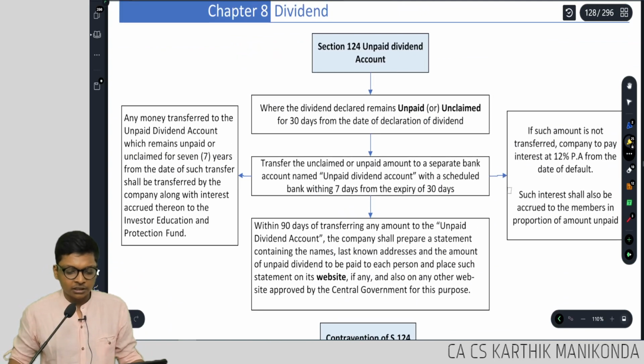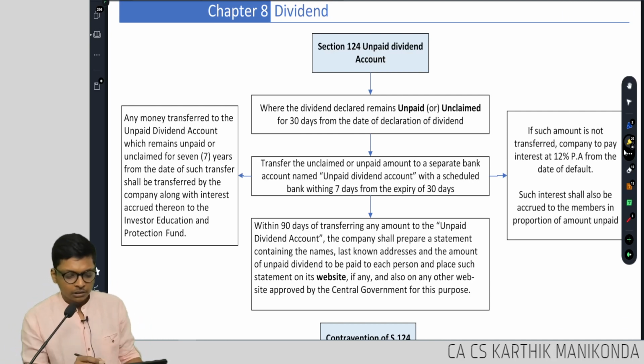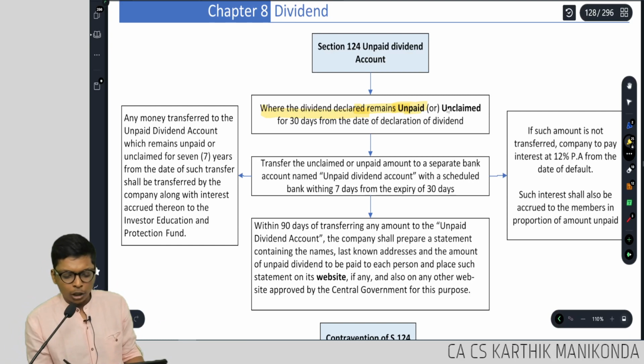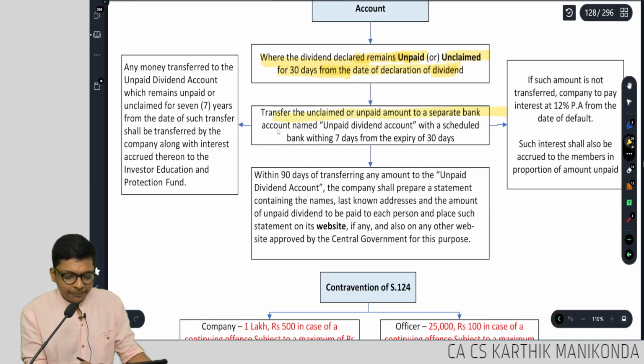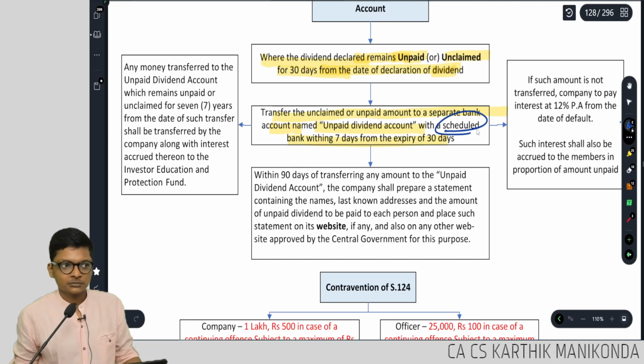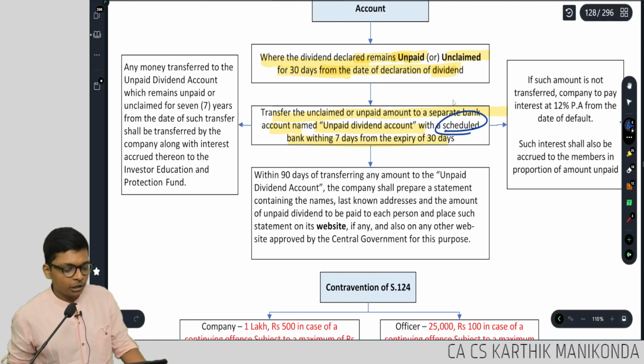124 we fully finished. I'll again read the points for our benefit because this is the book you're going to study for exam. You have to be familiar with it. We will always do this for all chapters. Where the dividend declared remains unpaid or unclaimed for 30 days from the date of declaration, that means you have to pay within 30 days. Transfer the money to a separate bank account named unpaid dividend account within 7 days. Which bank account? It has to be a scheduled bank, otherwise I will transfer to some foreign bank. Scheduled Indian bank. Are you following guys? Scheduled bank you have to transfer.